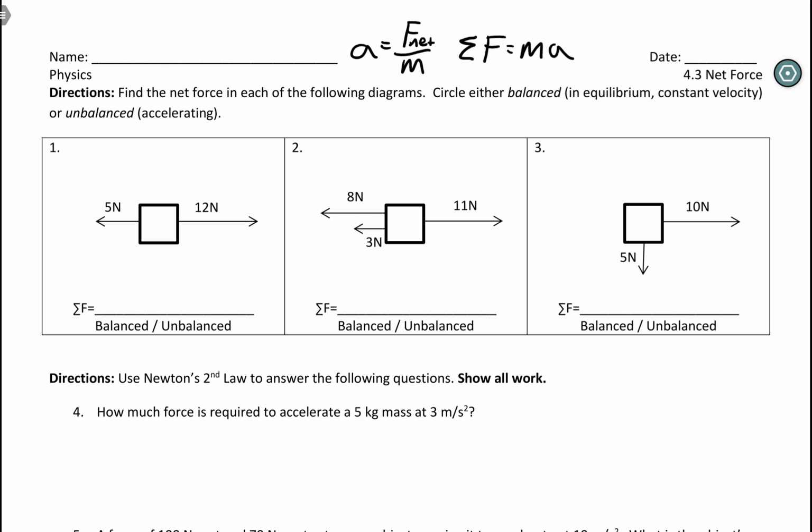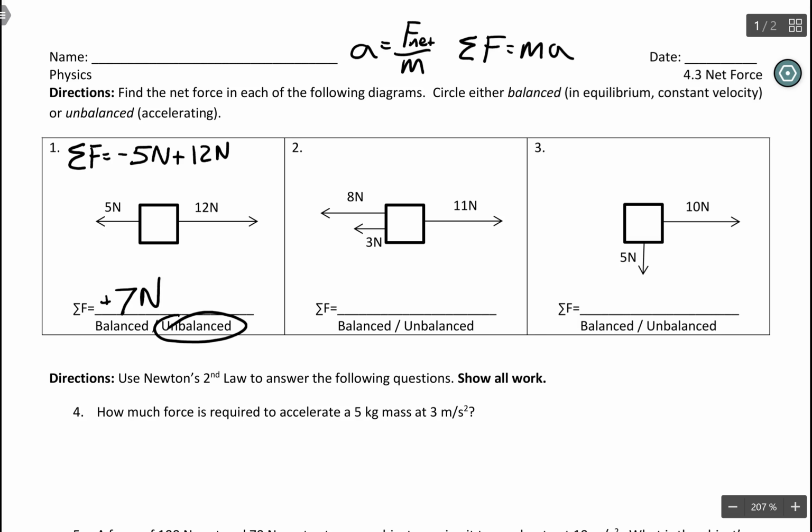It says, find the net force in each of the following diagrams. Circle either balanced or unbalanced. So in the case of number 1, we could write a formula: the net force is equal to 5 newtons to the left. Writing that mathematically, we write negative 5 newtons plus positive 12 newtons, since it's going to the right. And 12 minus 5, or 12 plus negative 5, gives you 7 newtons. Notice it gives you a positive number. That means it's positive 7 to the right.